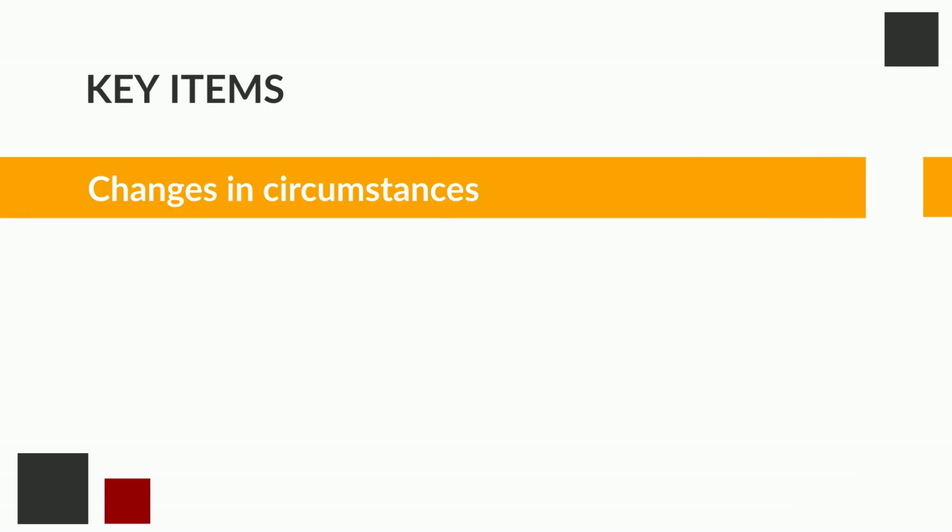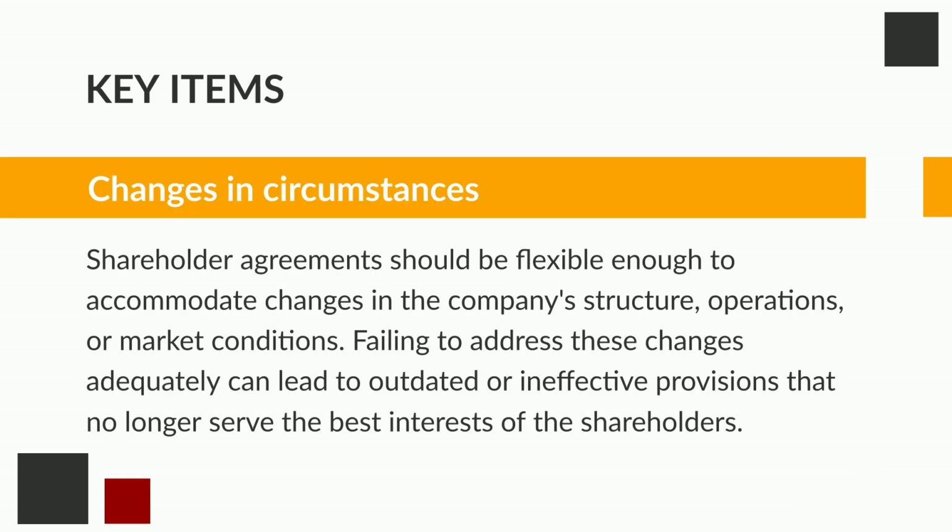Changes in circumstances. Shareholder agreements should be flexible enough to accommodate changes in the company's structure, operations, or market conditions. Failing to address these changes adequately can lead to outdated or ineffective provisions that no longer serve the best interests of the shareholders.